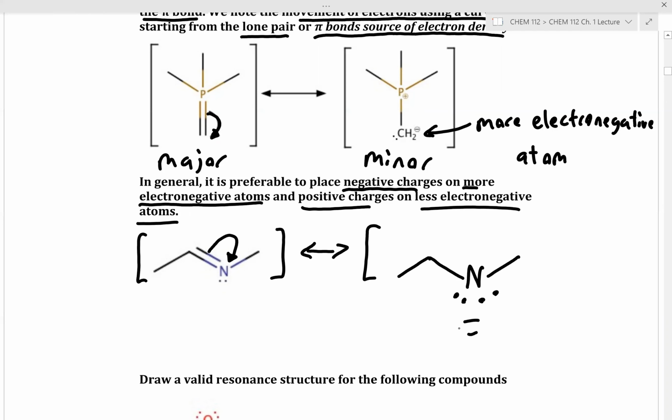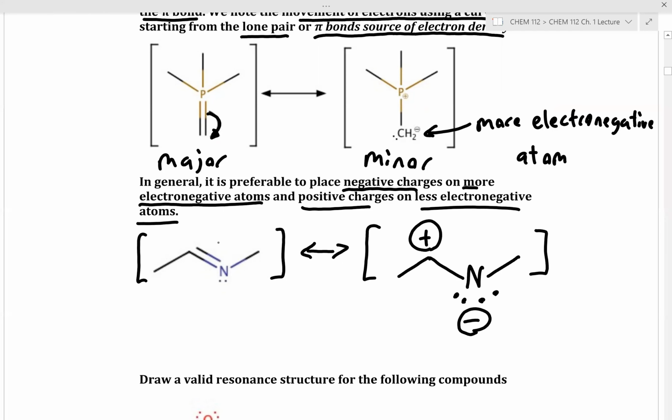This nitrogen now has a negative formal charge, and this carbon has a positive formal charge. So, is there another potential resonance structure we can draw? Can we push our electron density in another direction? Towards where? Towards carbon. Sure, that's perfectly valid.